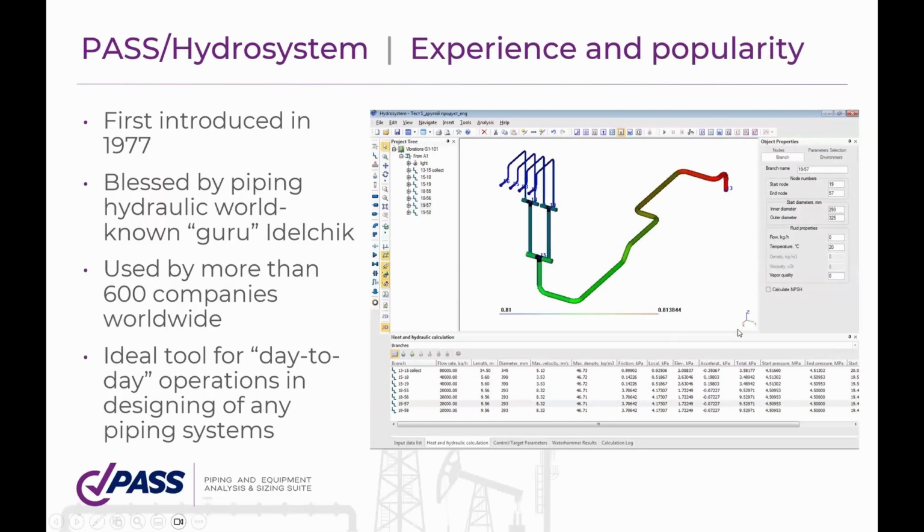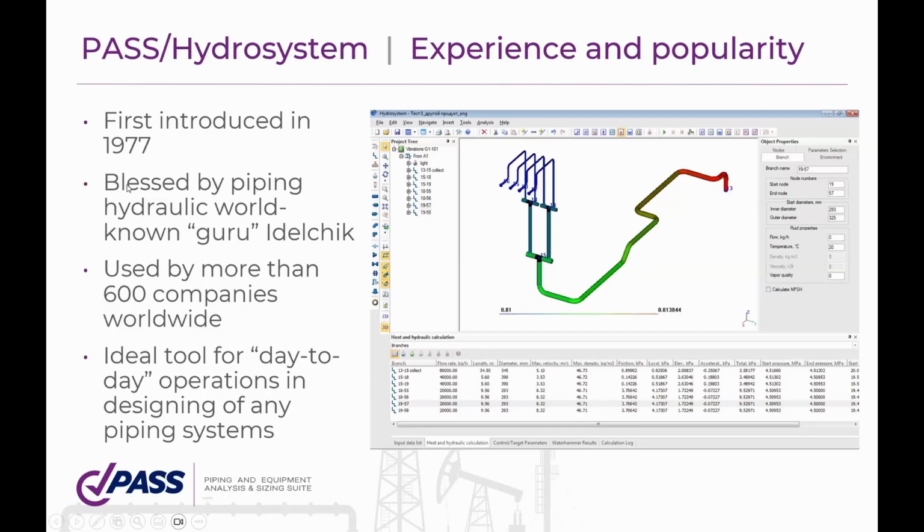And today we're going to talk about PAS HYDROSYSTEM software. HYDROSYSTEM is what we call fluid flow analysis software. This is where you calculate your pressure drops, your velocities, your flow distributions. This is where you size your pipes, size your pumps, and whatever. And HYDROSYSTEM is a very experienced software. It was first introduced in 1977, so it's almost 50 years old. We're going to have an anniversary in 2 years.